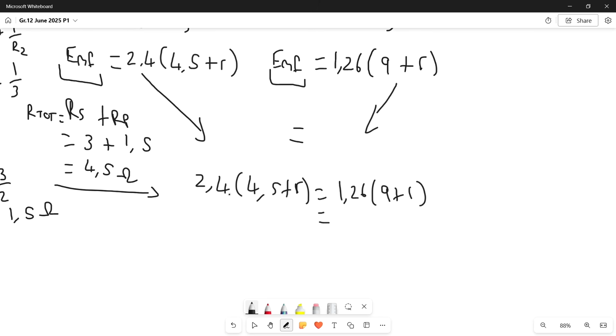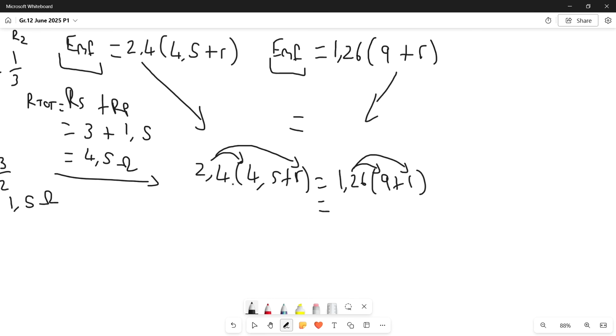Okay, so at this stage, we can just expand this 2.4 into both of these terms and this 1.26 into both of those terms. So 2.4 multiplied by 4.5 is 10.8, and 2.4 multiplied by r is 2.4r. That equals 1.26 multiplied by 9, which is 11.34, plus 1.26 multiplied by r, which is 1.26r.